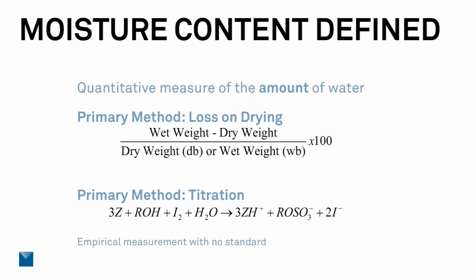That cannot happen. Another primary method is titration, which is also known as the Karl Fischer. This is a chemical reaction where you react water, iodine, and some solvents. The reaction continues until all of the water is used up, at which point the electrical conductivity changes in the solution. The conductivity is measured and then used to calculate the % moisture content.